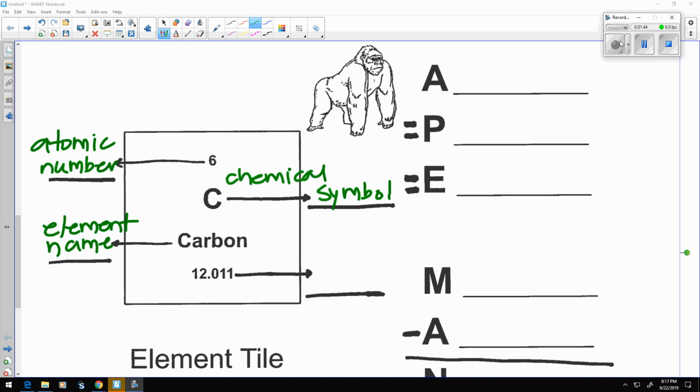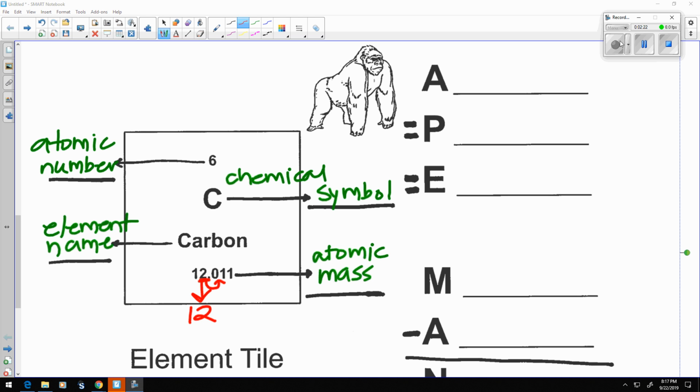And then last but not least is this bottom number, which from yesterday, if you remember, is the atomic mass, and it is the average of all of the isotopes for this element, which is carbon. Okay, so this is the atomic mass, and you will always, always, always round the atomic mass to the nearest whole number. So I'm just going to round it right now so I don't have to worry about it. I'm looking to the right, and it's a 0, so it's just going to be 12.